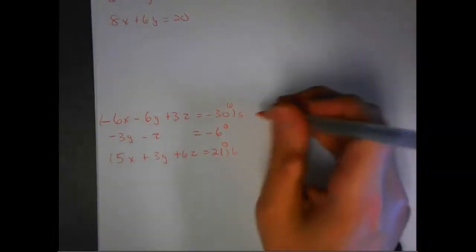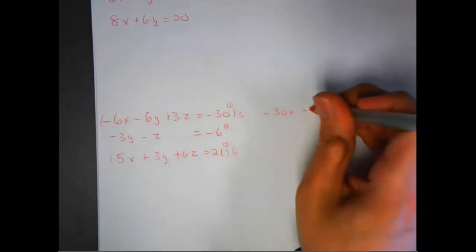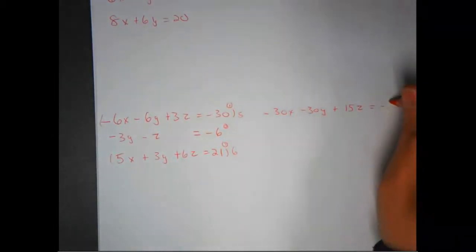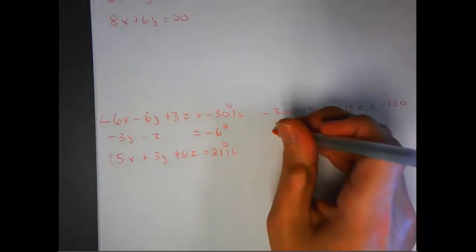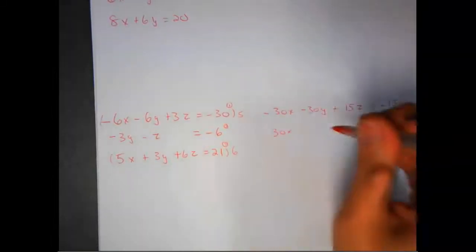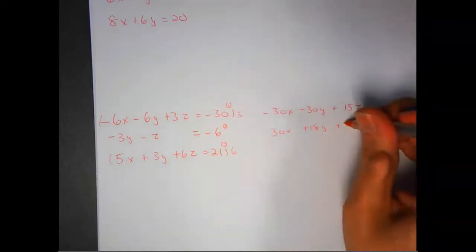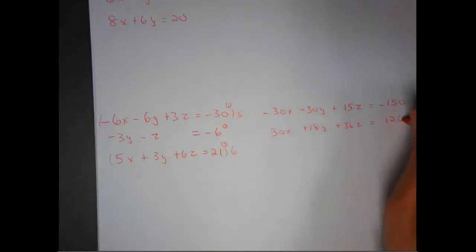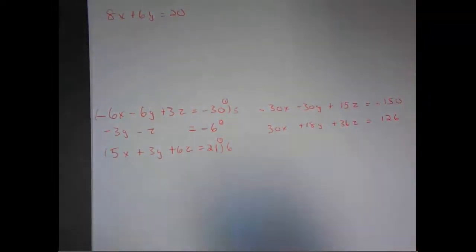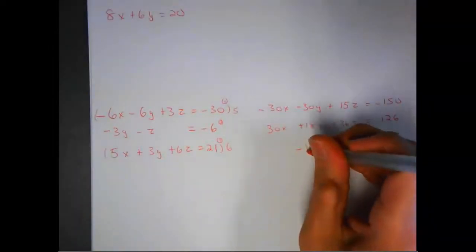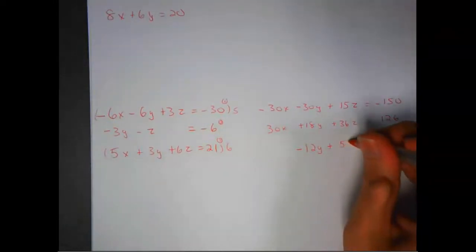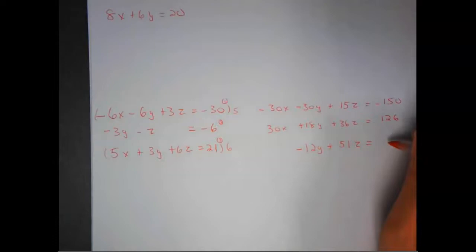So I get, right over here, negative 30x minus 30y plus 15z. Careful, some z's look like 2's. Equals negative 150. And I'm doing this one now: 30x plus 18y plus 36z equals 126. Now I add these together. So I get negative 12y plus 51z equals 25.